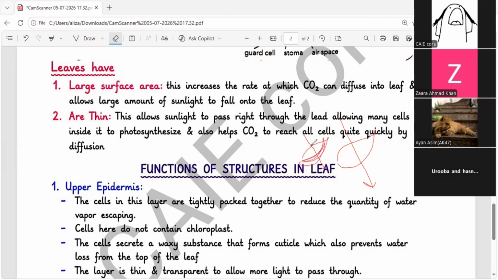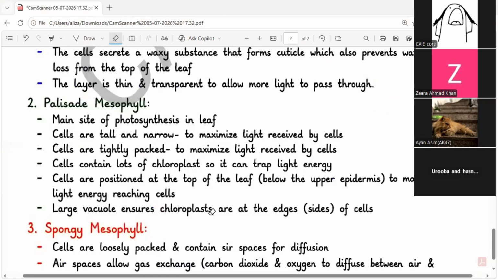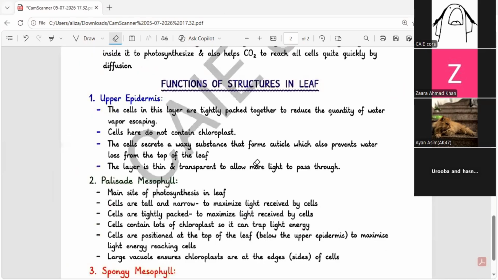Yes, okay, great. Now let's move forward to the functions of the structures in the leaf. Okay, so first we will just take a look at 2 parts of the leaf today. Actually we have 3, but let's see how much we can cover, because we still have 30 minutes of our class.